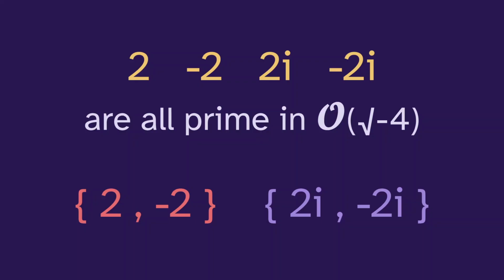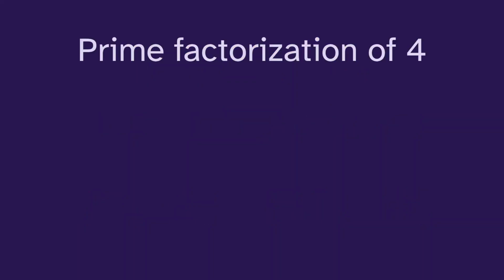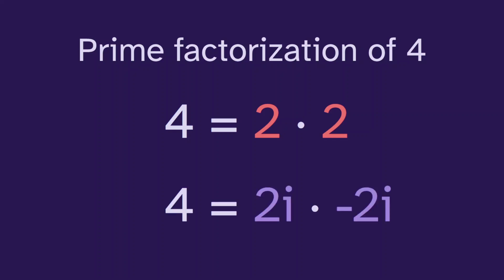And this is where we run into a problem. Let's say we want to find the prime factorization of 4. Well, 4 is 2 times 2, but 4 is also 2i times negative 2i. And 2 is not an associate of either 2i or negative 2i, so these are 2 different prime factorizations.